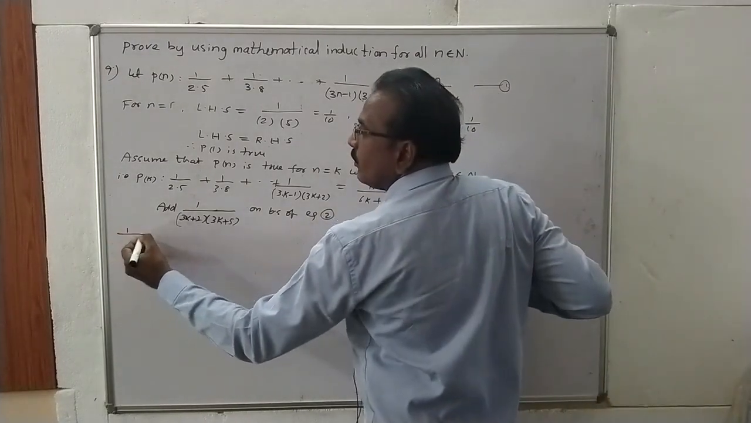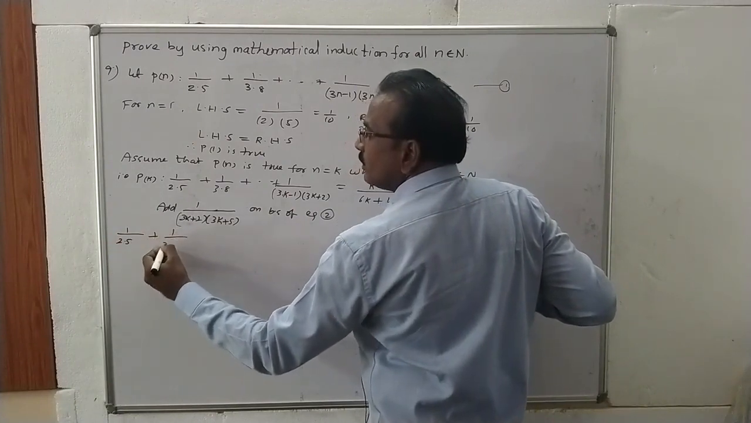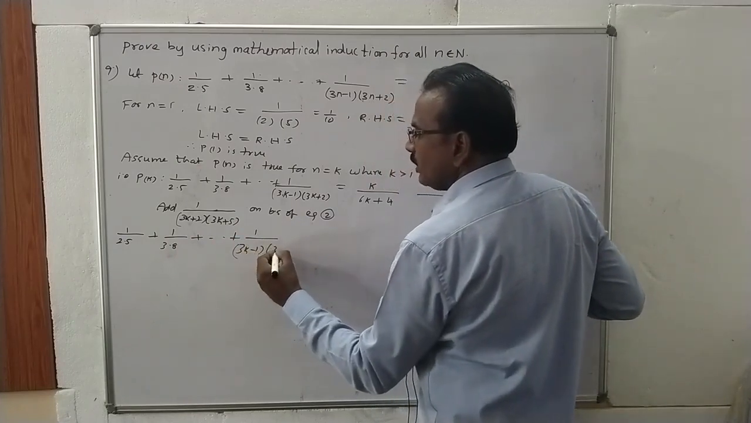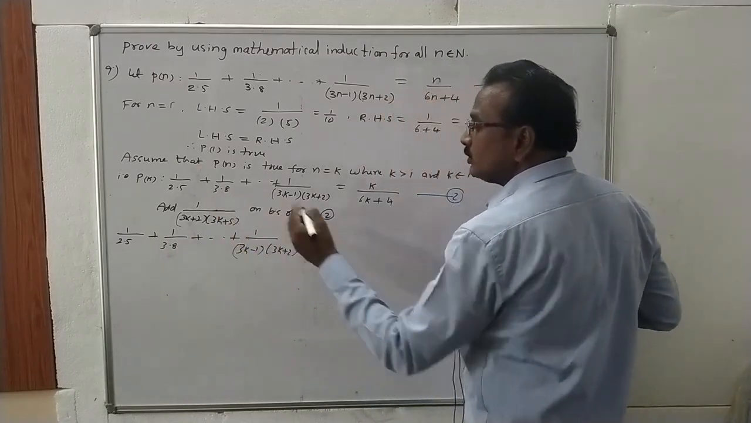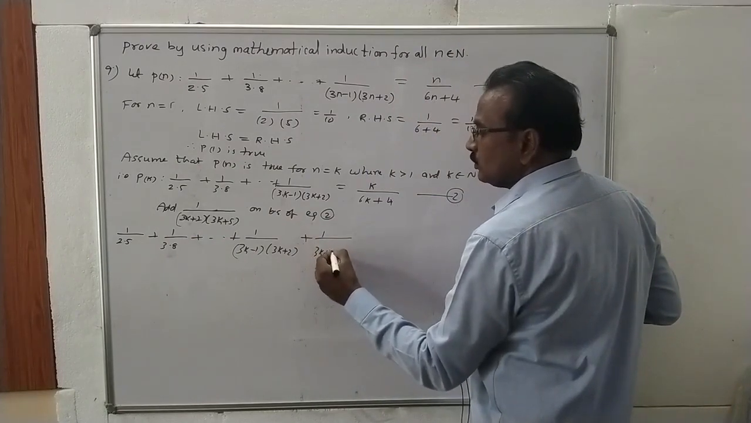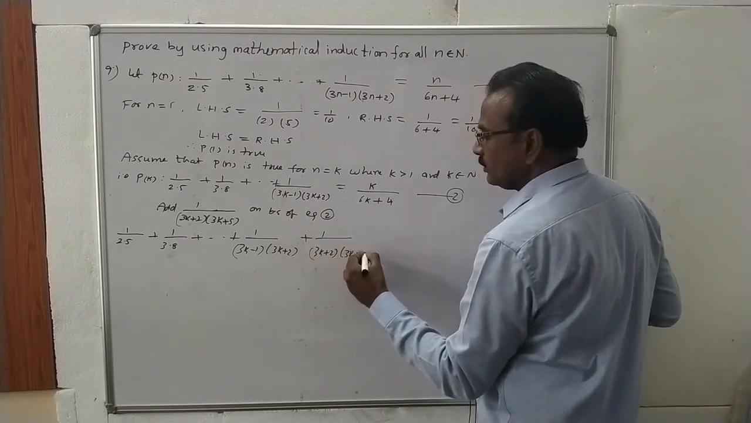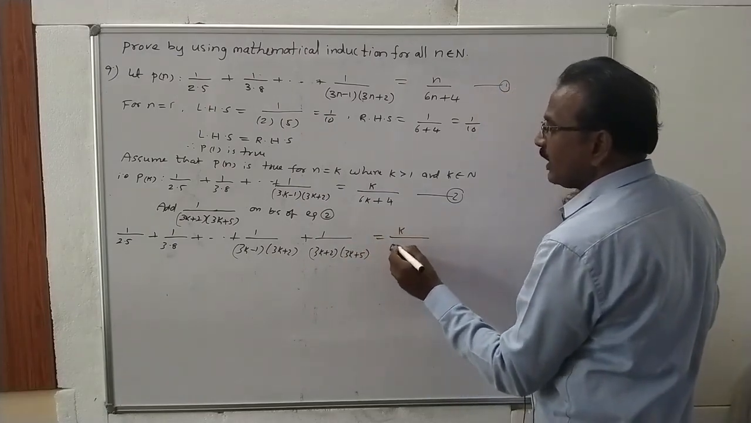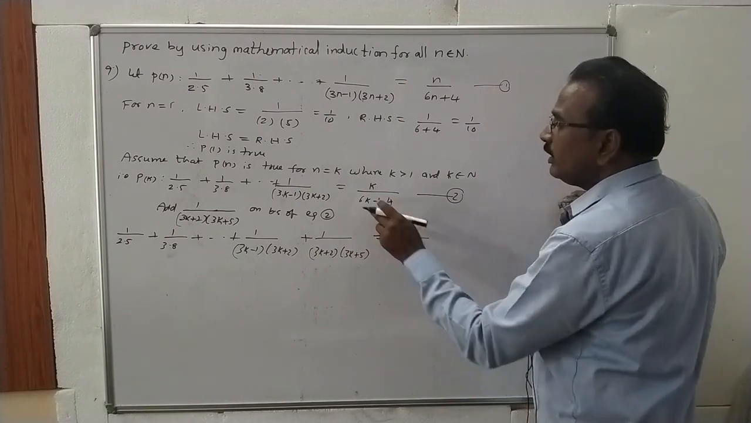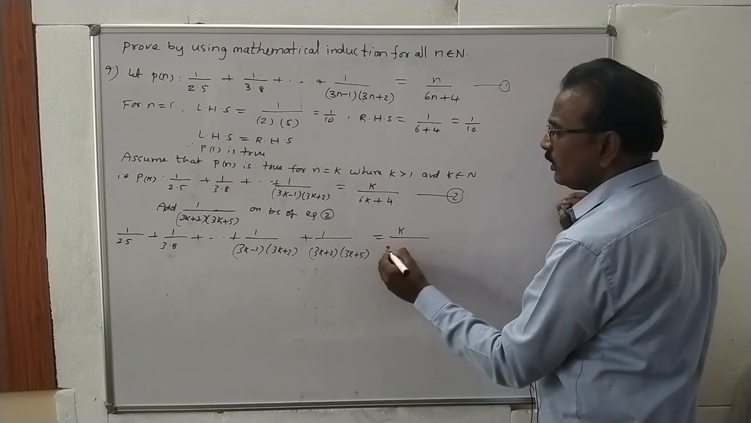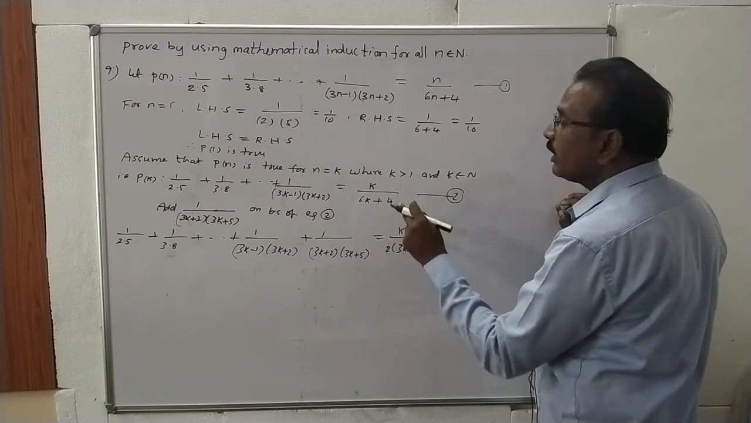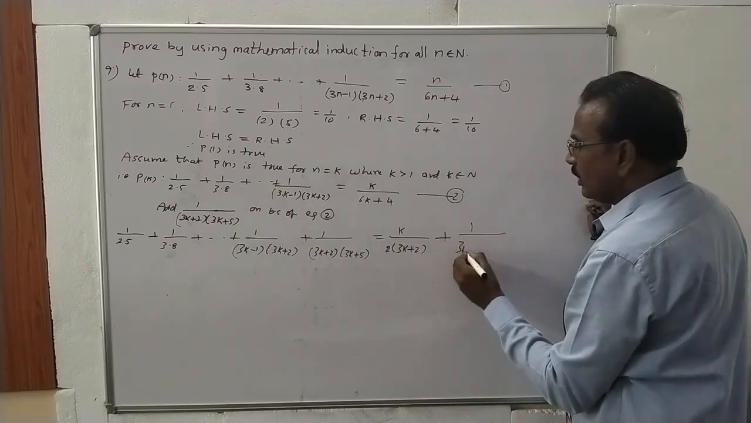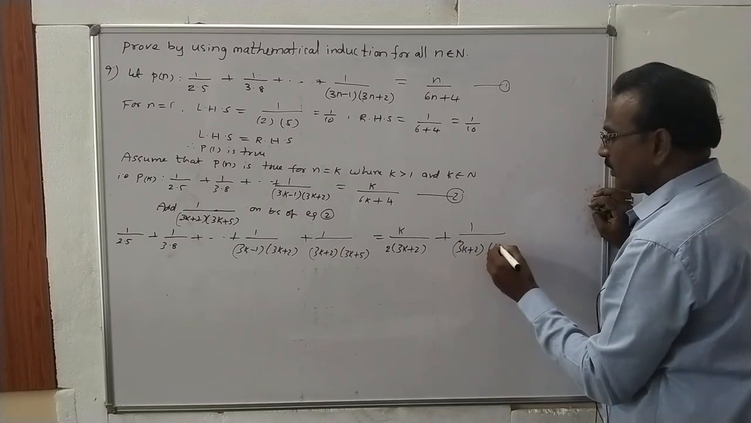LHS is 1 by 2 into 5 plus 1 by 3 into 8 plus dash dash 1 by 3k minus 1 into 3k plus 2, plus add this term 1 by 3k plus 2 into 3k plus 5, is equal to k by 6k plus 4. 6k plus 4 in denominator, 2 is common, so k by 2 into 3k plus 2. Add this term 1 by 3k plus 2 into 3k plus 5.